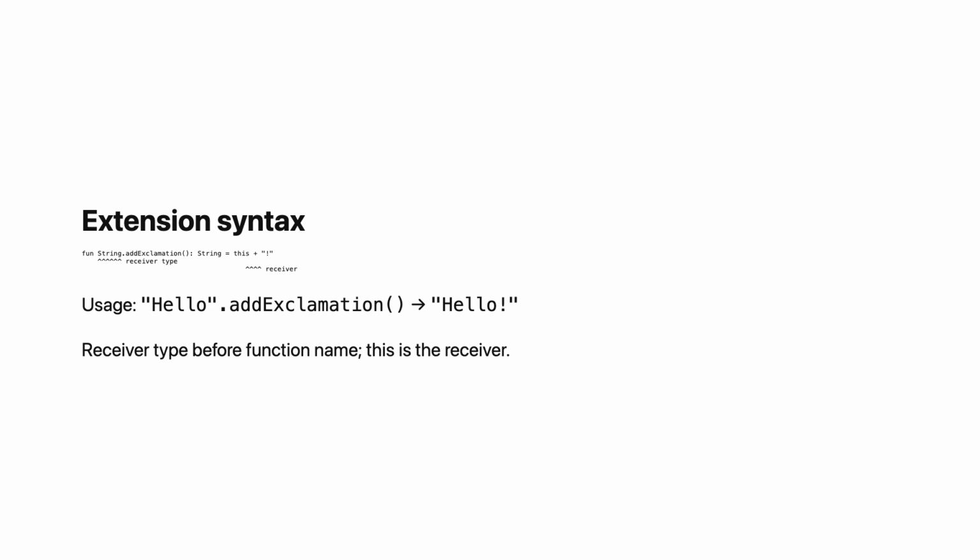String is the receiver type. addExclamation is the function name. Inside, this refers to the receiver. Now you can call it like a method. "hello".addExclamation() returns "hello!". The function is not actually added to the class. It is syntactic sugar. The compiler transforms it into a regular function with the receiver as the first parameter. But to users of your code, it looks and feels like a method.